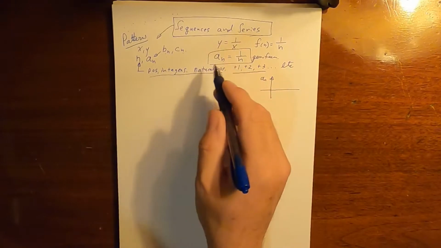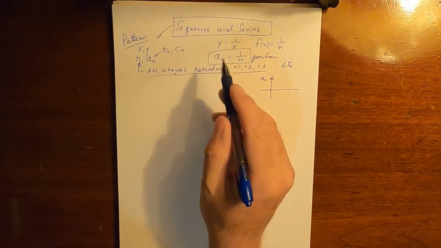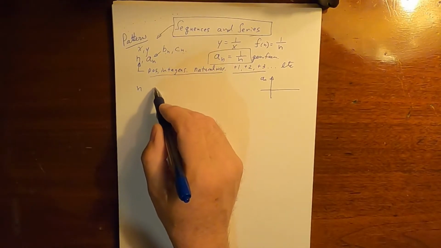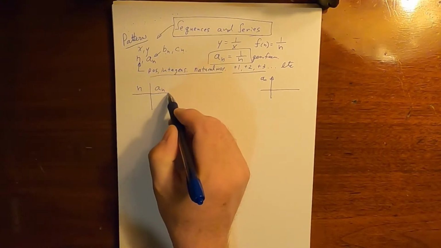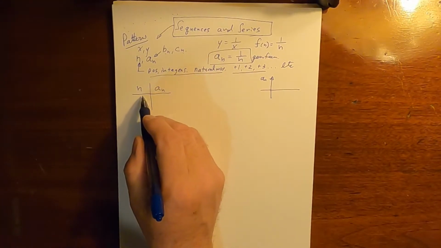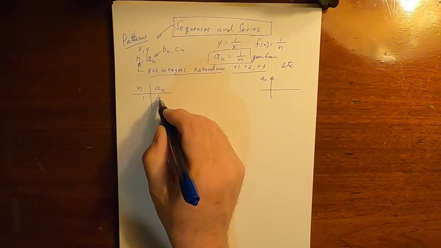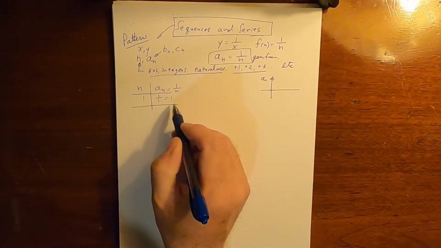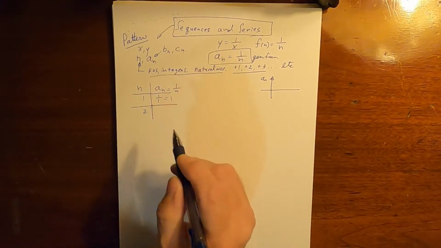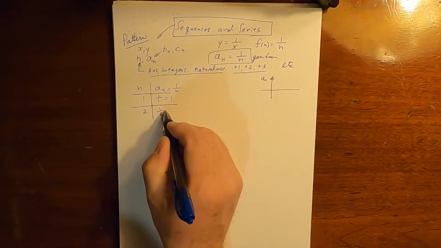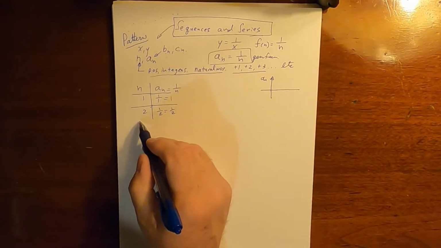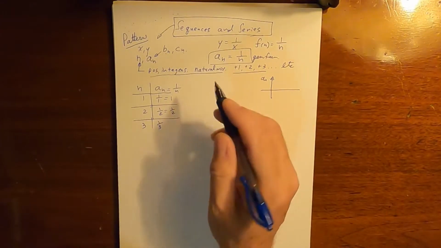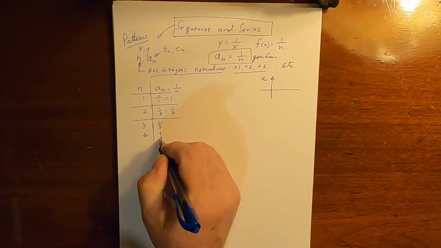So for instance, if I'm dealing with this one here, what would it look like? Here's your N and here's your A of N. It doesn't start at 0, it starts at 1. So I'd have 1 over 1, because this is 1 over N, and that would be 1. Number 2, 1 over 2, 1/2. So it's like 3, 1/3, and then maybe 4, 1/4.